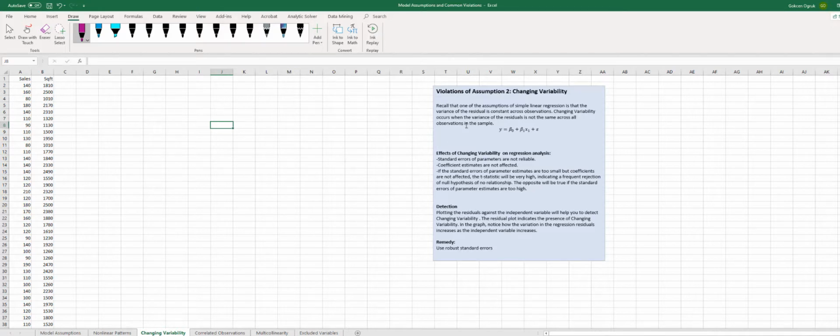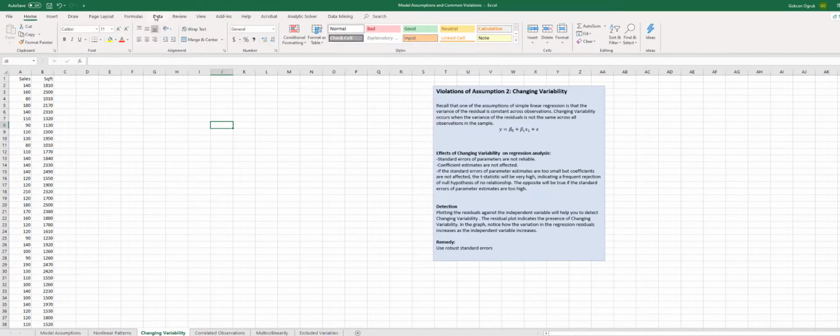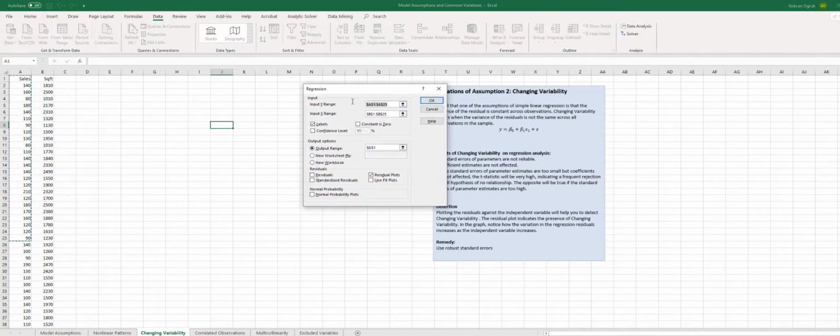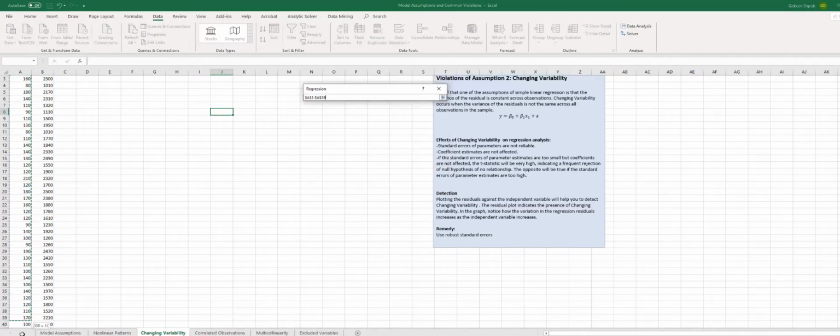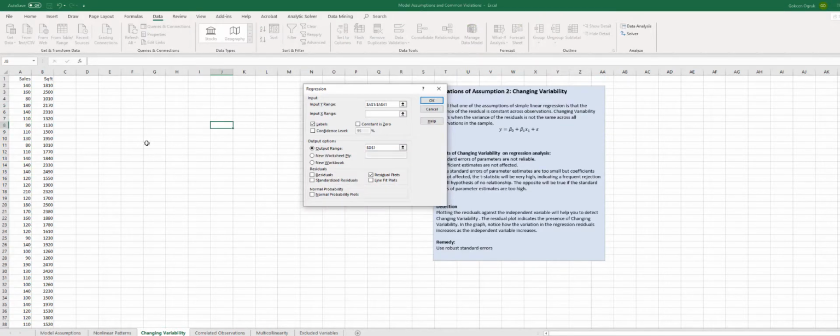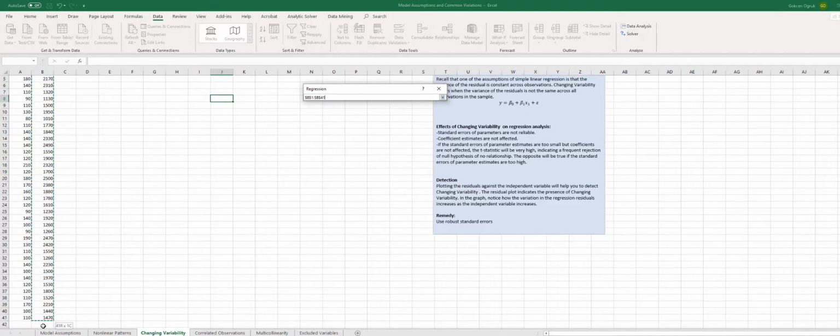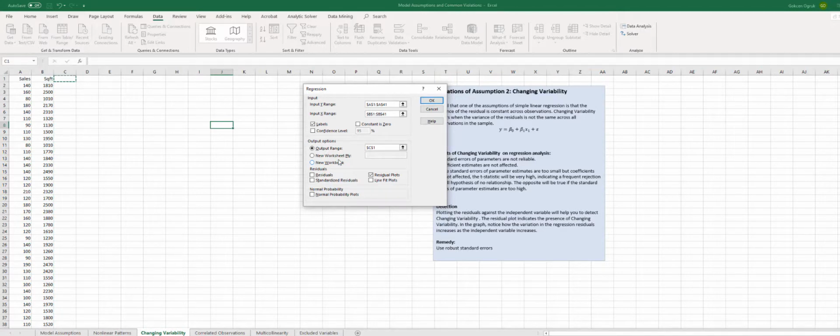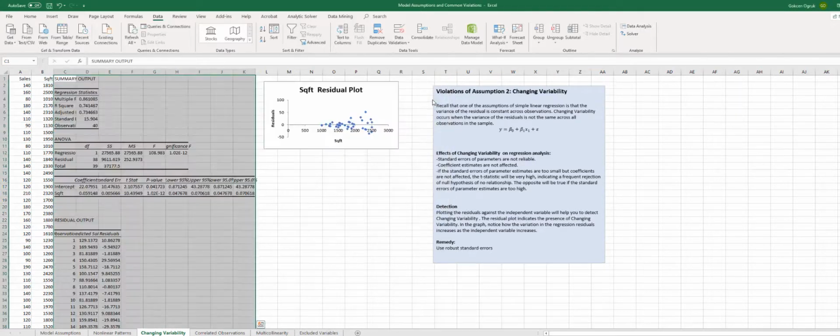So to understand whether there is a changing variability or not, we are going to plot the residuals against the independent variable. In this case, our independent variable is square feet. In the presence of changing variability, regression residuals will increase as the independent variable increases. So we come here, data, click on data analysis, and then we have regression, click OK, and then here we choose our response variable or dependent variable, and next we choose square feet, and labels are included. Let's say we want output in cell C1 and then we want residual plots. Click OK.